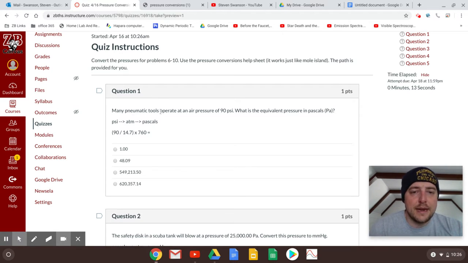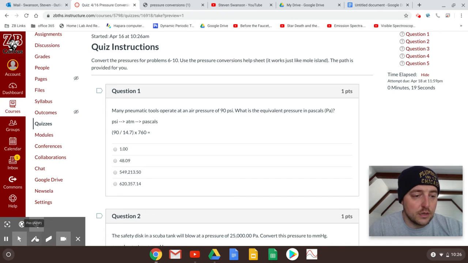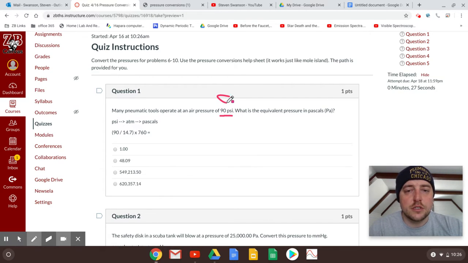Question 1. Many pneumatic tools operate at an air pressure of 90 psi. So that is your given. We're going to use red for this video. So 90 psi is where you would start on your pressure conversion chart. What is the equivalent pressure in pascals? Equivalent is a big word. It just means equal. Pascals, Pa, is where you end.